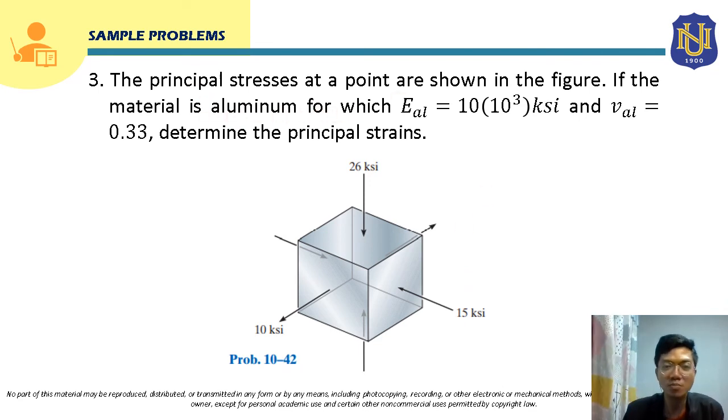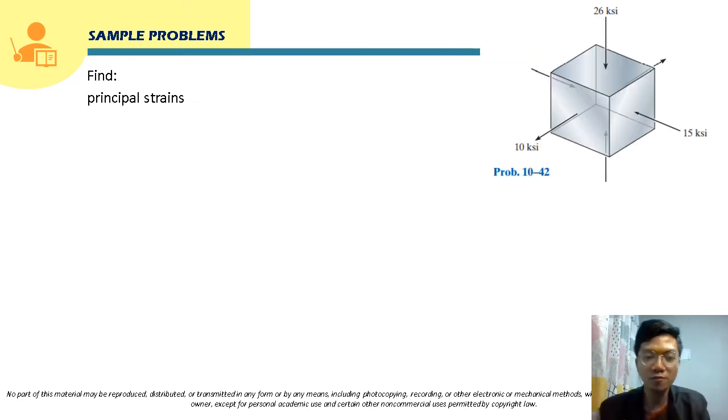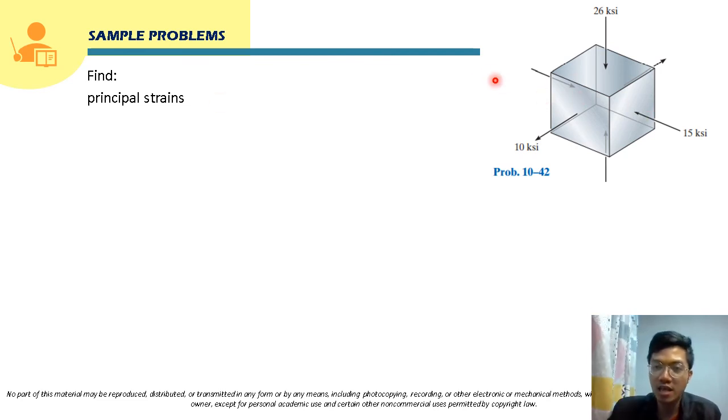Let's solve this problem. For this problem, we are going to solve the strains in the principal axes, so that will be the strains in the X, Y, and Z directions. Since there is no given reference X, Y, and Z axis here, let's say that this direction is the X direction, this is the Y direction, and this is the Z direction.